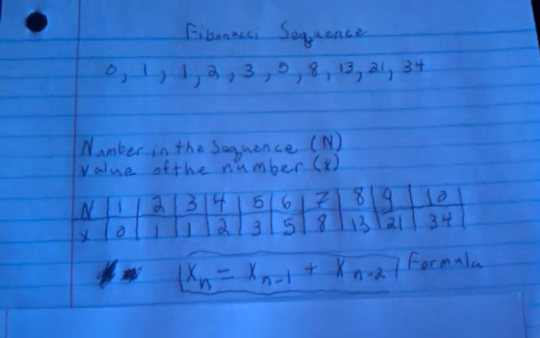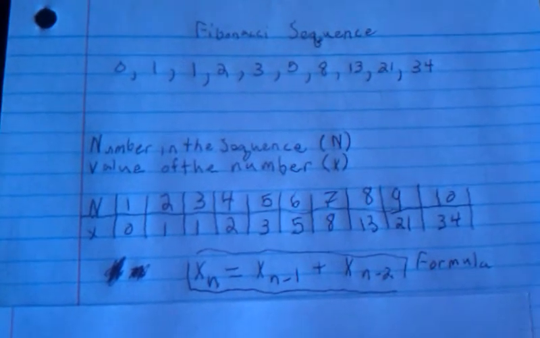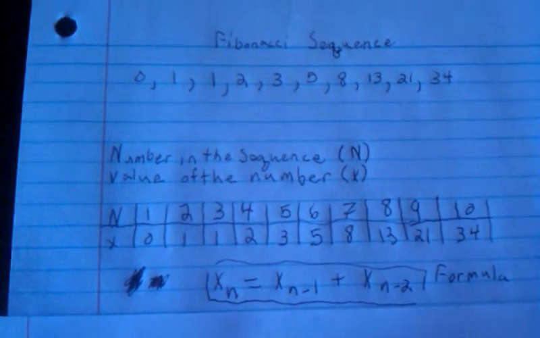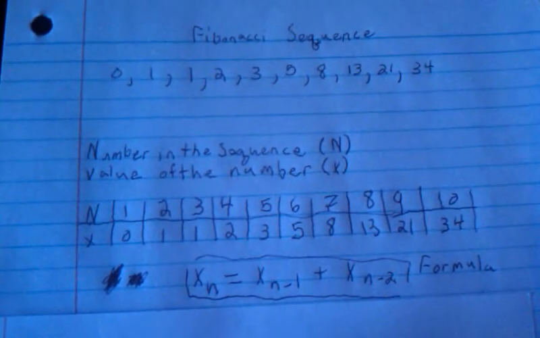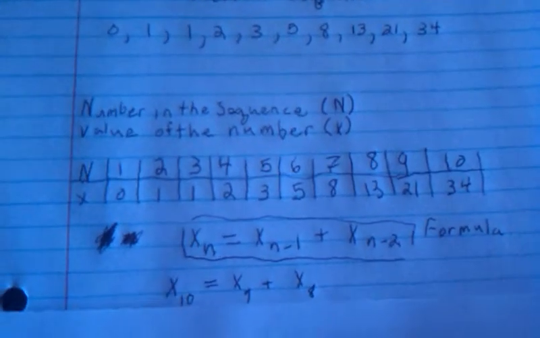So the formula we get is x of n equals x of n minus 1 plus x of n minus 2. Now before you freak out, it's really not that hard. We'll just break it down.